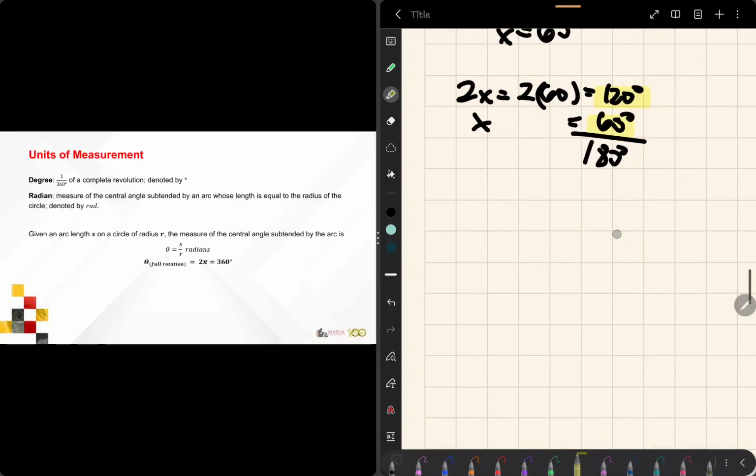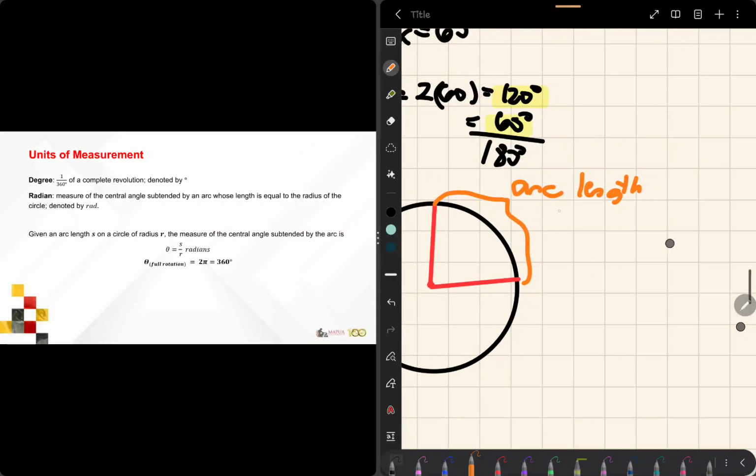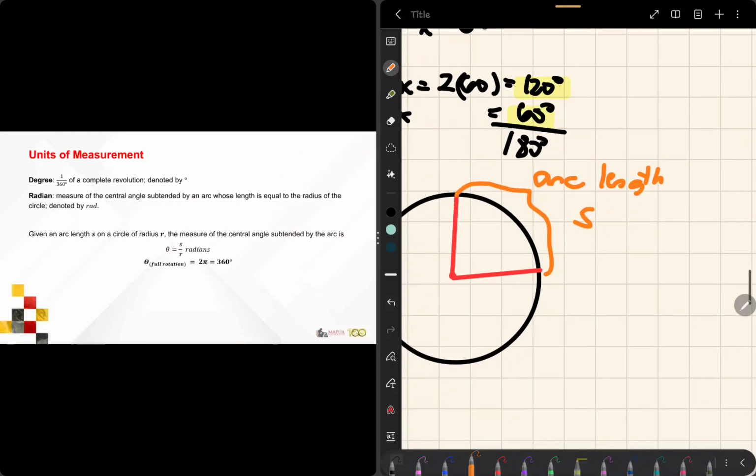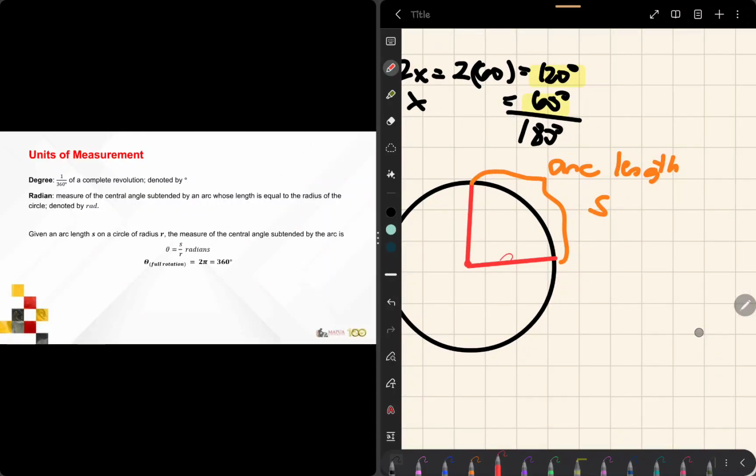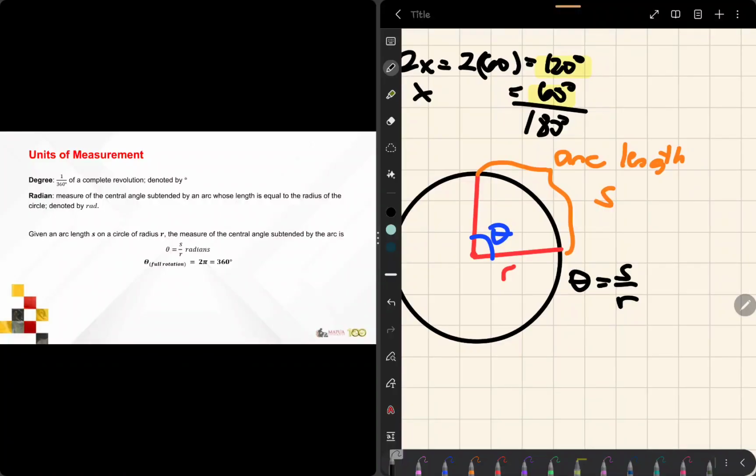So again, from our circle, if we have a circle and two radii, the subtended arc on these radii is what we call our arc length, or our S. And this is our R. To solve for theta, wherein theta is in radians, we have theta is equal to S over R. The units for our angle here are not in degrees, but in radians.